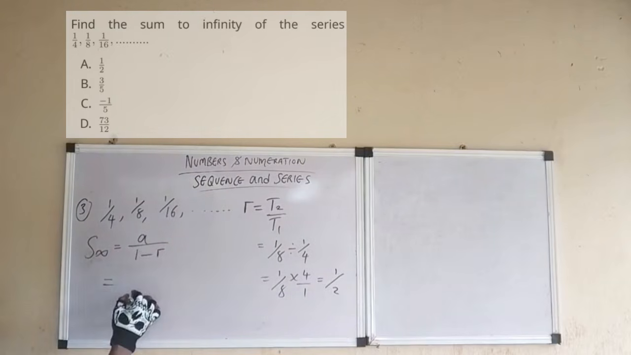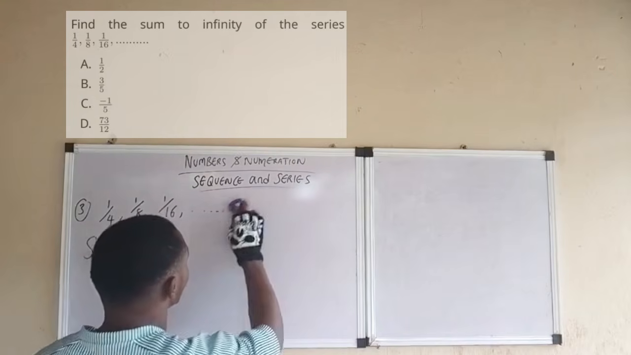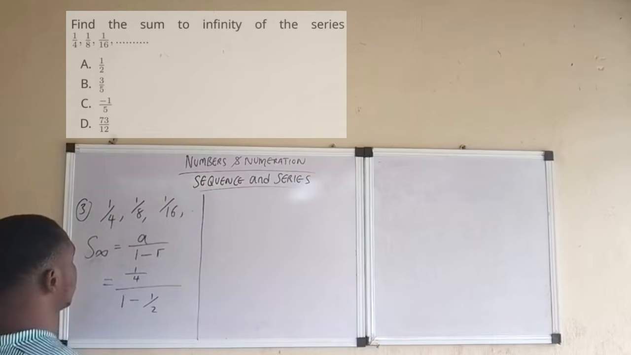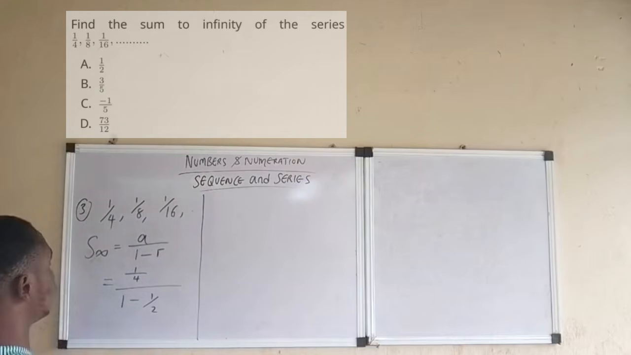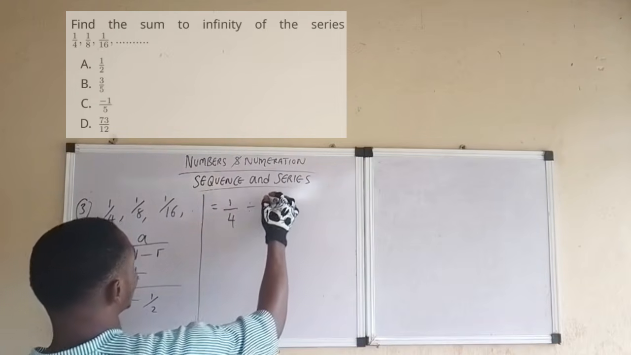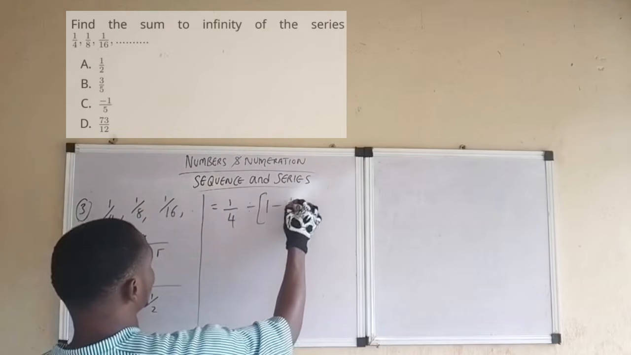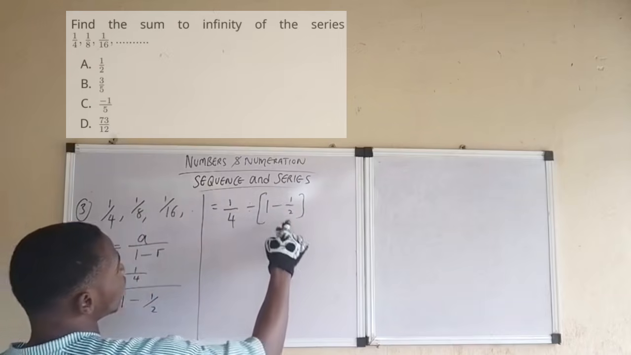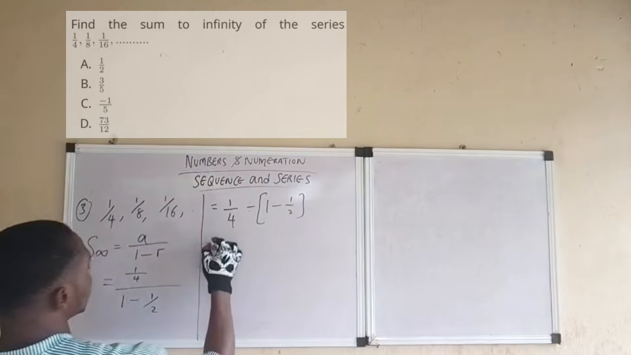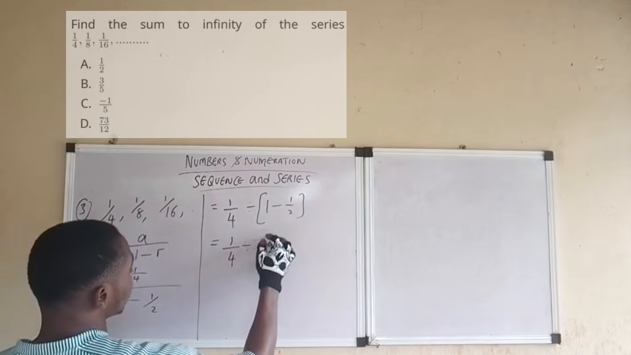So A already is 1 over 4. And then we have 1 minus 1 over 2. You understand? So let's simplify further. Now, we're going to simplify the denominator first. Let me change it to this form, 1 over 4 divided by 1 minus 1 over 2. Now, 1 minus half is going to give us half. Imagine you have 1 and you remove half. What are you going to be left with? Half. Right? So we have 1 over 4 divided by half.